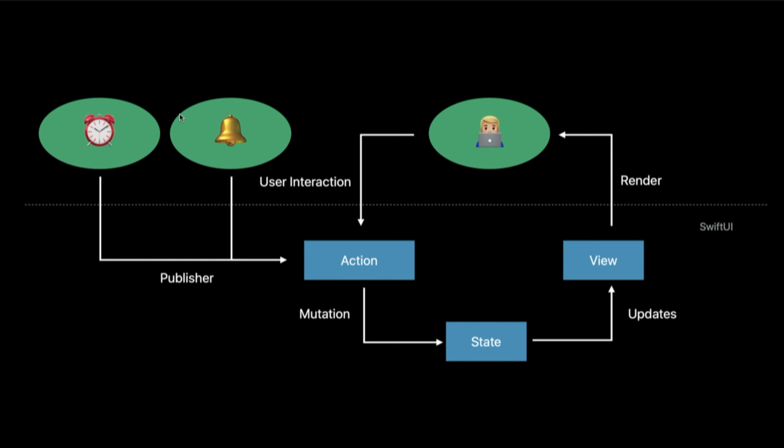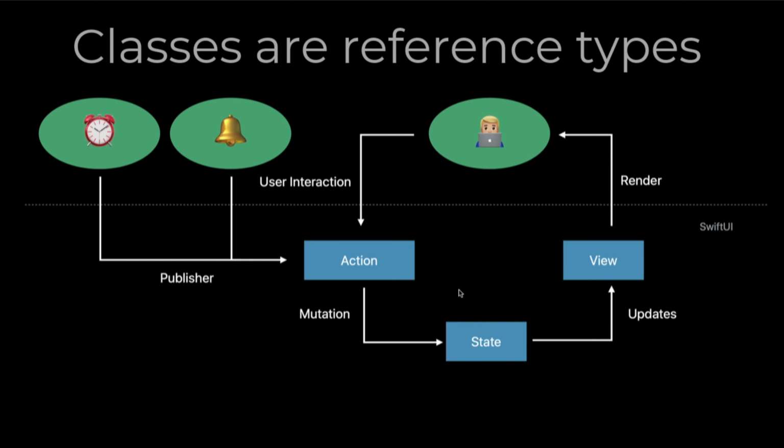What we need here is something so that when there's an external event coming from either a publisher or a notification or something, we have a way of sharing that state across all of our views. And this is why we need to shift and move to a class, because classes are reference types, meaning we can define the data in one place and then pass that reference everywhere else.